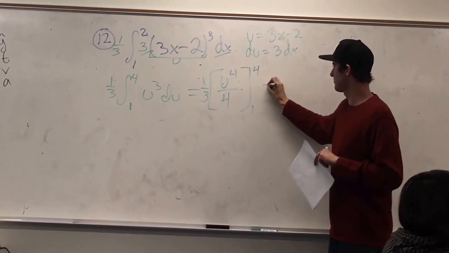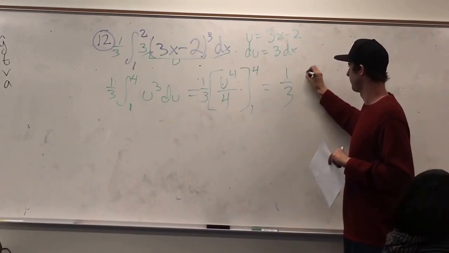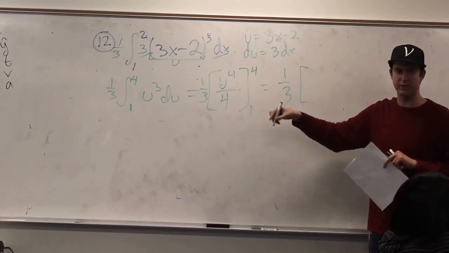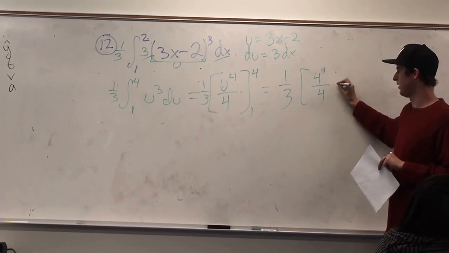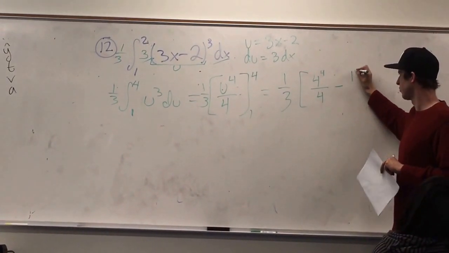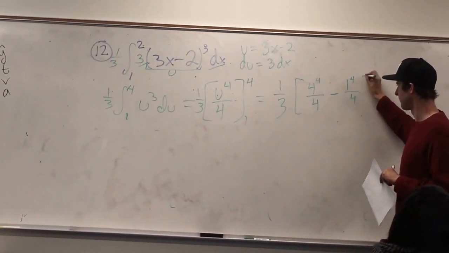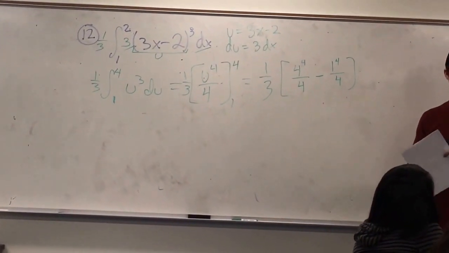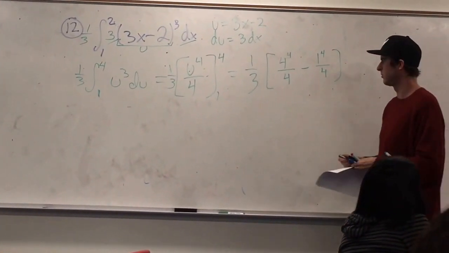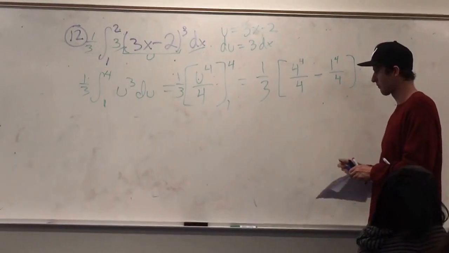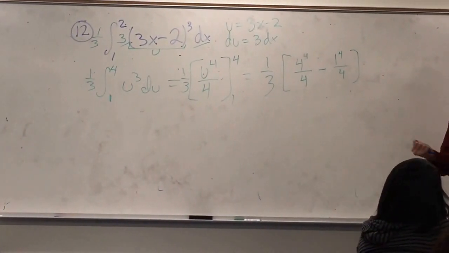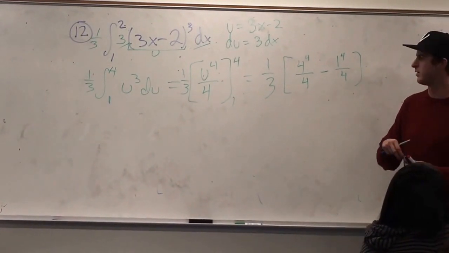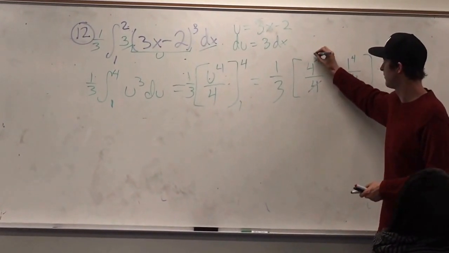Alright, this becomes 1/3 times, okay, even if you don't want to put it, just how about 4 to the fourth divided by 4 minus 1 to the fourth divided by 4. Even if you don't know what 4 to the fourth is, couldn't you cancel out 1/4? So if you didn't know what 4 to the fourth was, and you didn't figure out that you had a calculator, you could do this.